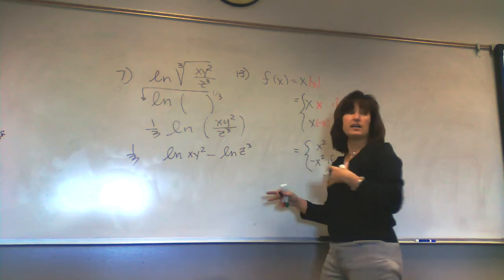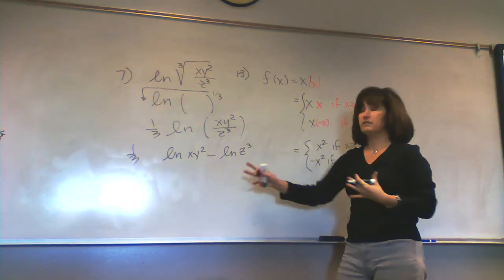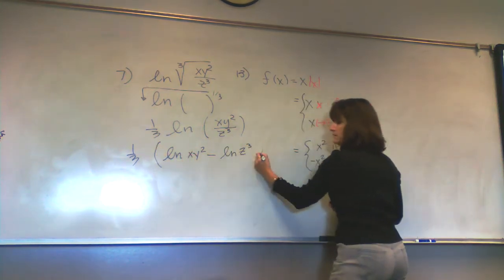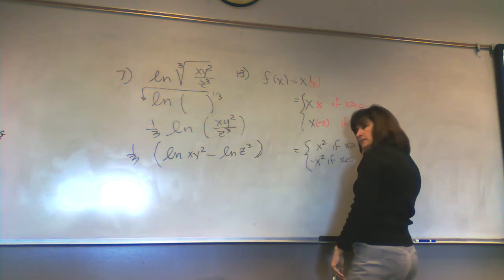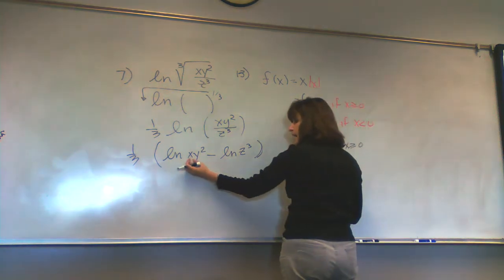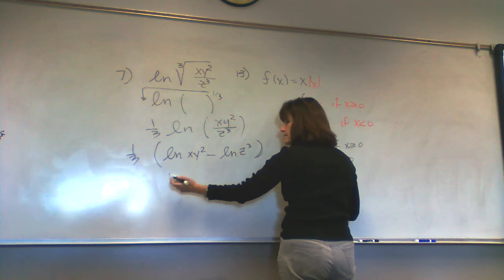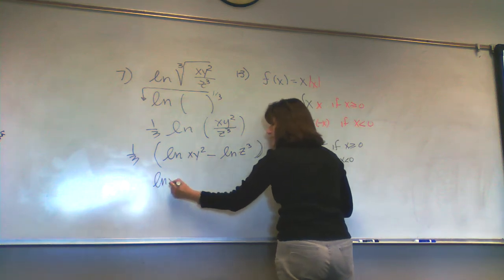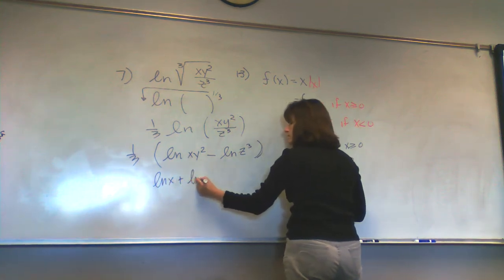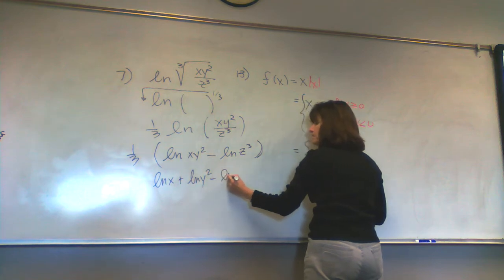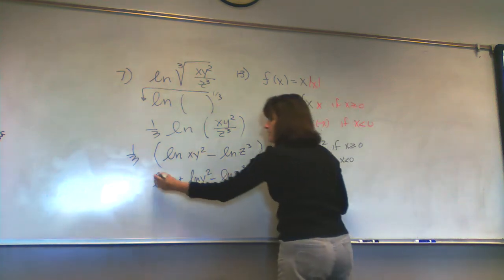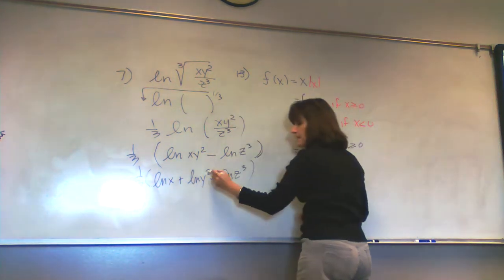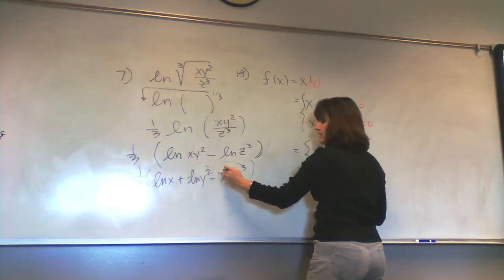Okay, now this is what I was talking about, that 1/3 over there, it multiplies all of it. We've got to be careful about that. And then this one, I have a product. What happens to a product? It becomes a sum, addition. I still have that 1/3 out there. And then this 2 can come down, and this 3 can come down.